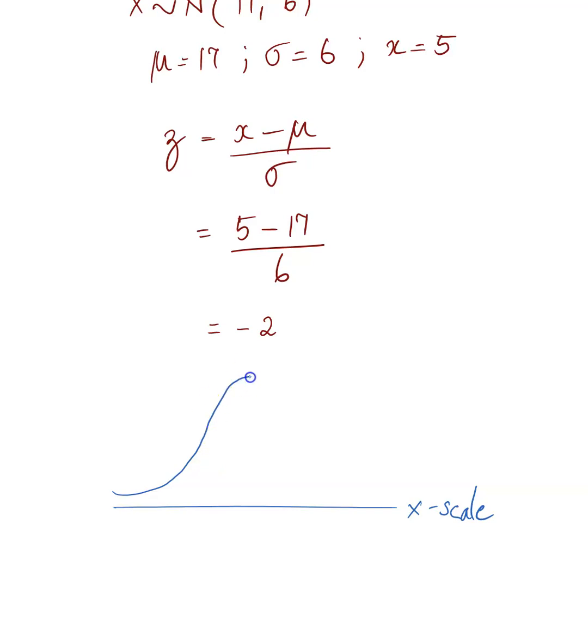So what this says is my normal distribution looks like this, and the mean is 17 and the sigma is given to be 6. So we are looking at x equals 5. So mean is mu, 17. So think of x scale as the number line, right? So this is centered at 17. So 5 is somewhere here. 5 is a value somewhere here.